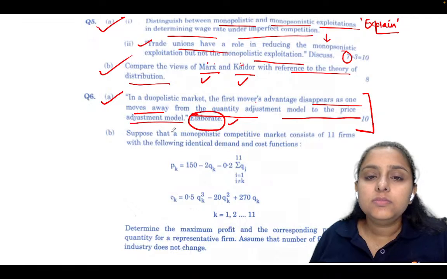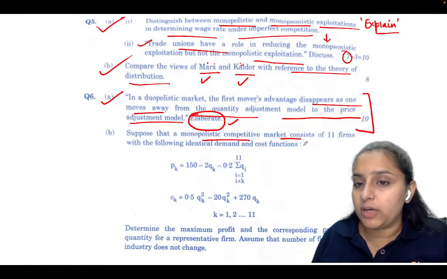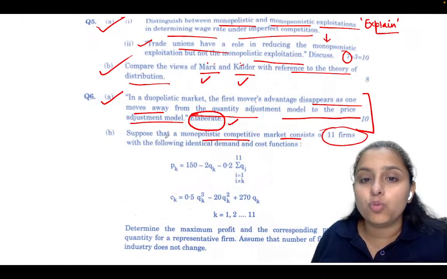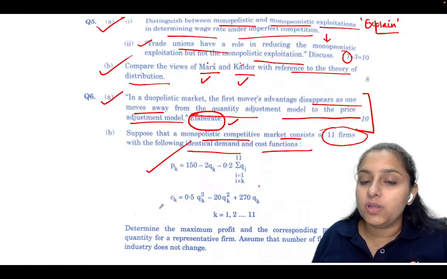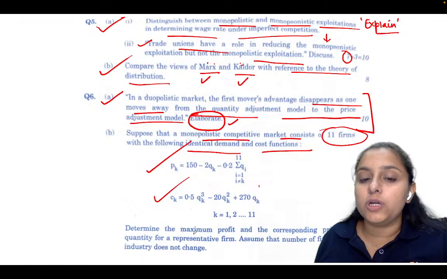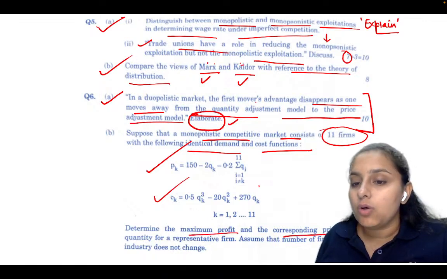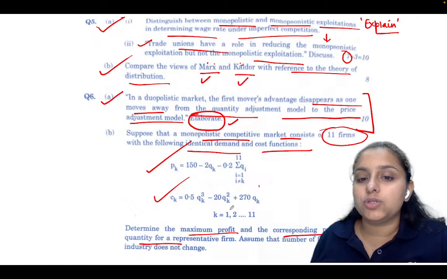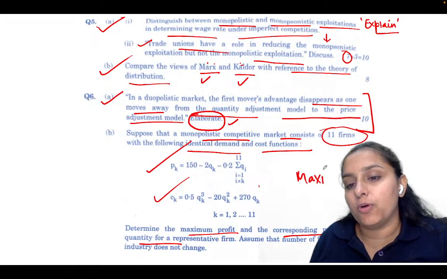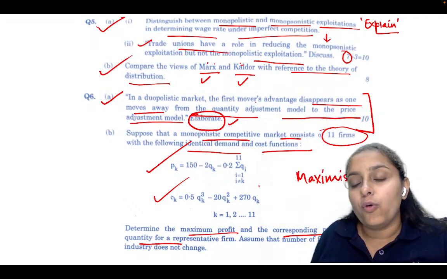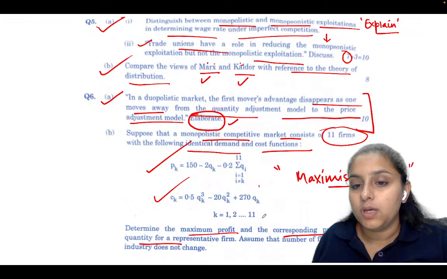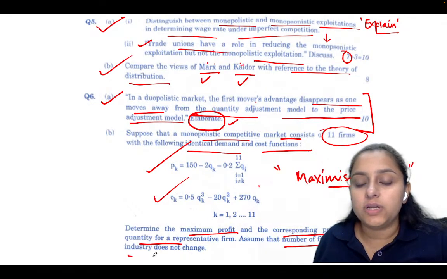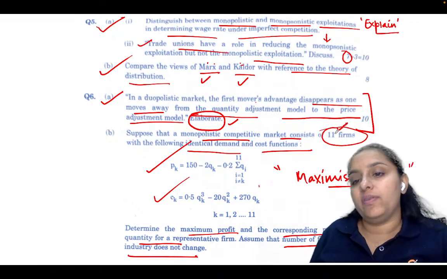Then a monopolistic competitive market is there where we have 11 firms with the identical demand and cost functions. So we have been given the demand and cost function. We have to determine the maximum profit, corresponding price, and the quantity. So you had to maximize the profit for these firms. That's what you have to do. Assume that the number of firms in the industry does not change and you just have 11 firms.